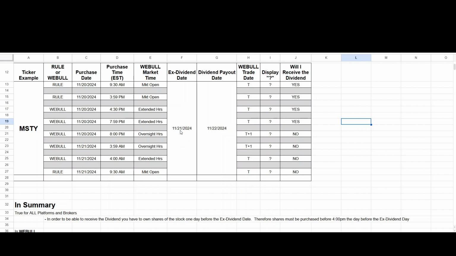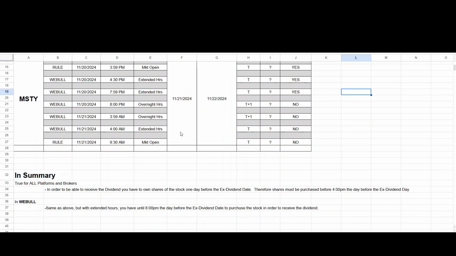So to be safe, if you own those shares on the 20th of November, then you will receive that dividend as long as you purchase those shares before market close on November 20th. That is a true statement for all brokers. Now for Webull, it adds a little extra time for us.